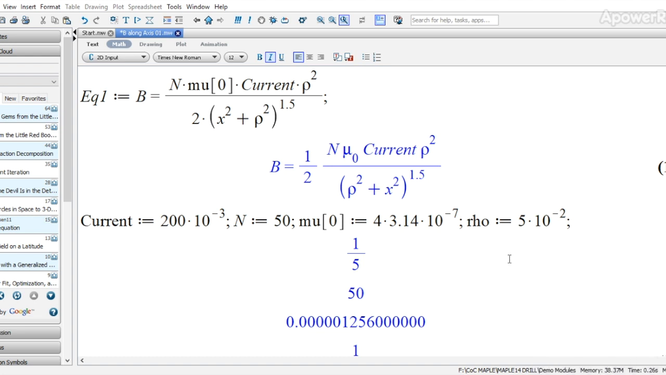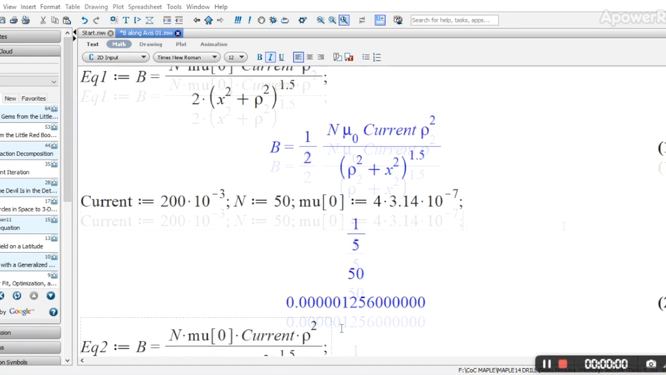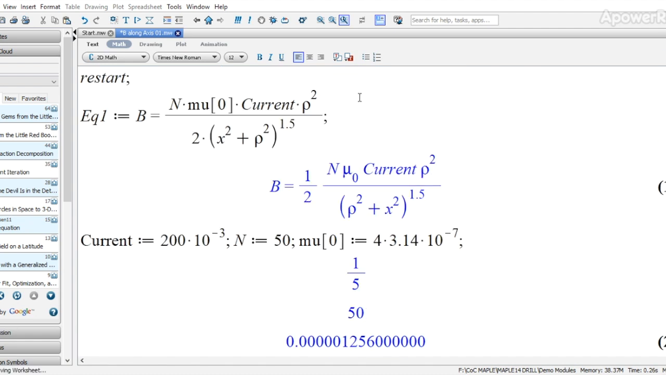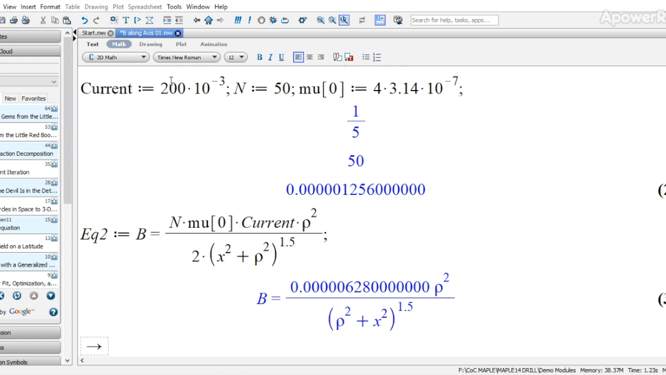I want to make a minor change. I don't want to substitute the value of rho. After deleting the value of rho, we shall press the enter key, and the equation, let us press enter key from the beginning. We start equation 1 quantities. These are substituted here, and here we obtained the equation in terms of rho.